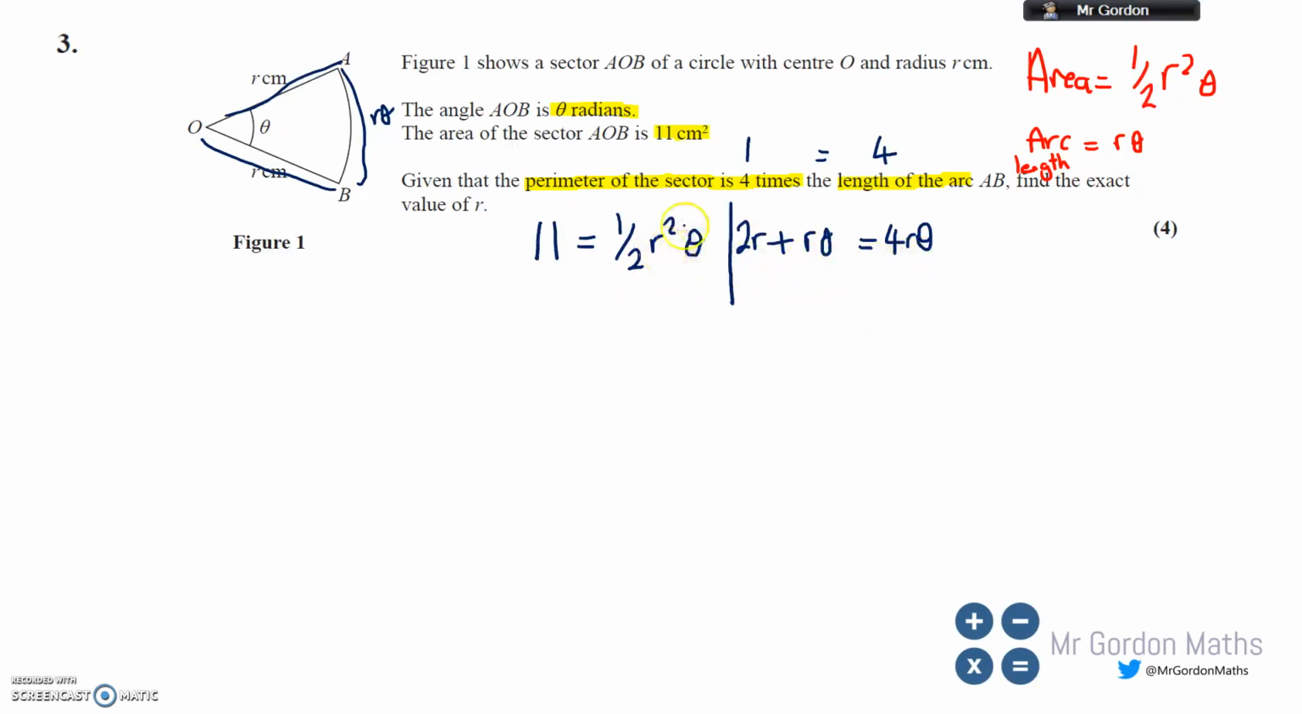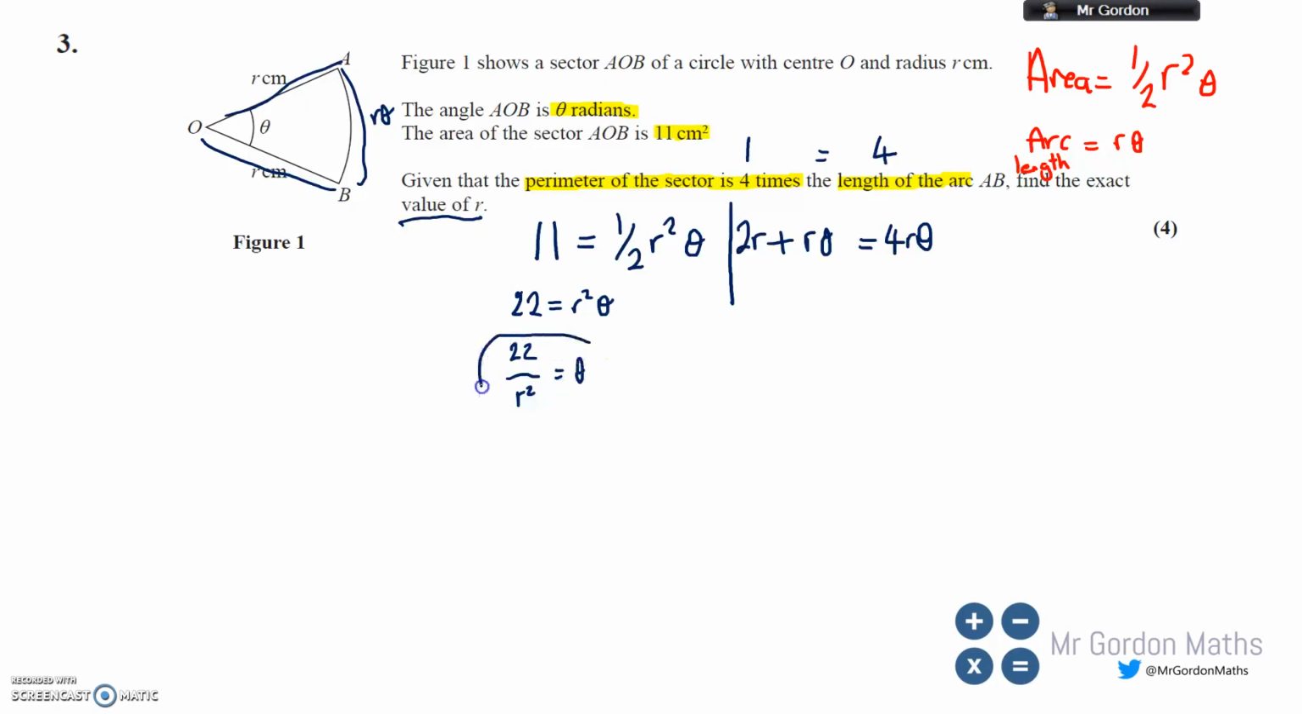Now I've got 2 formulas. They've both got r in, they've both got theta in. So I want to eliminate one of the variables, and as I'm finding the value of r, I'm going to use one of my equations to get rid of theta in the second one. I'm going to take the first one and make theta the subject. So let's times both sides by 2. 22 is equal to r squared theta, times by 2 gets rid of that half. Then rearrange, so we've got 22 over r squared equal to theta.